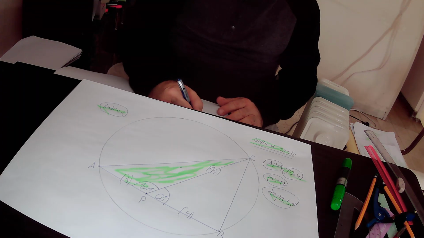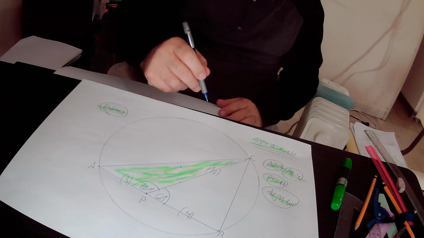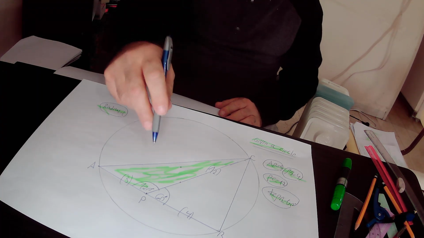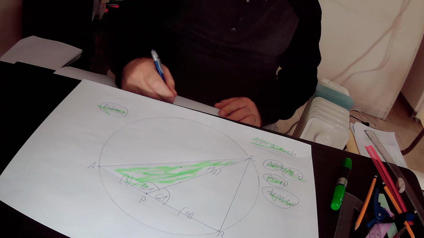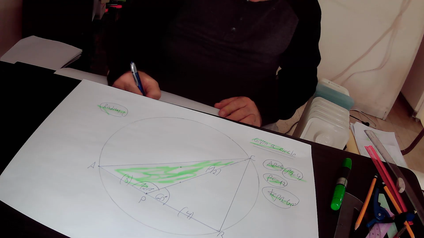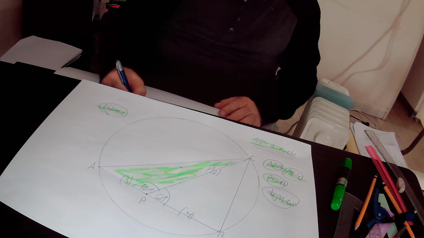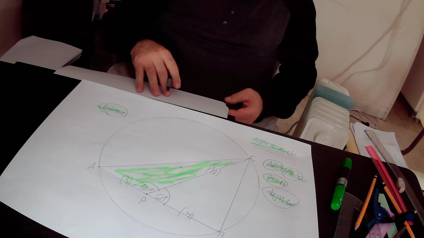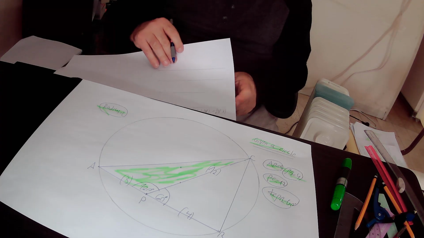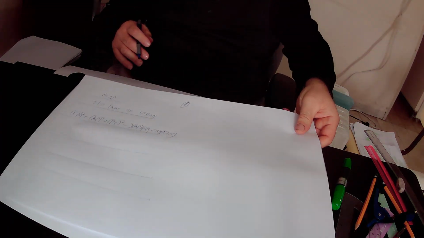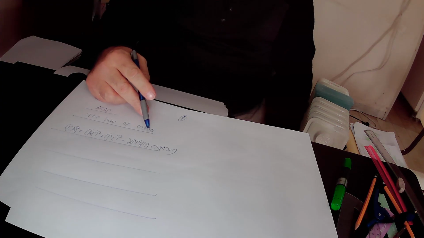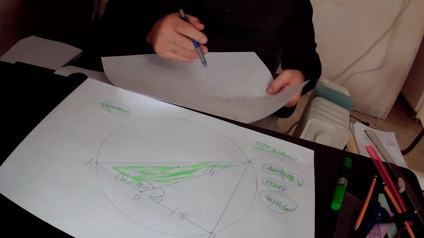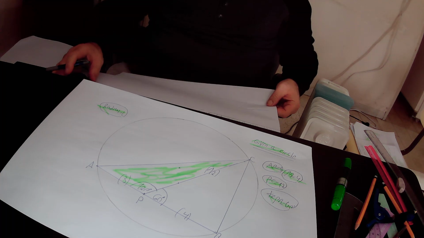CA squared equals AP squared plus PC squared minus 2 times AP times PC times cosine 120 degrees. CA is the missing side, so we leave it as it is.